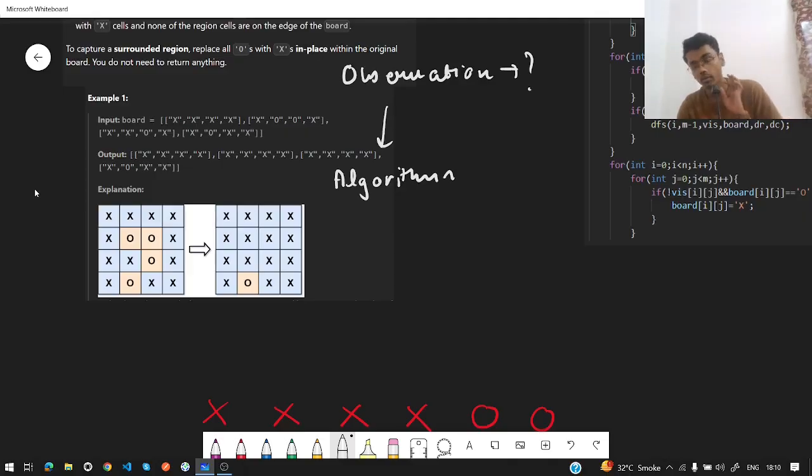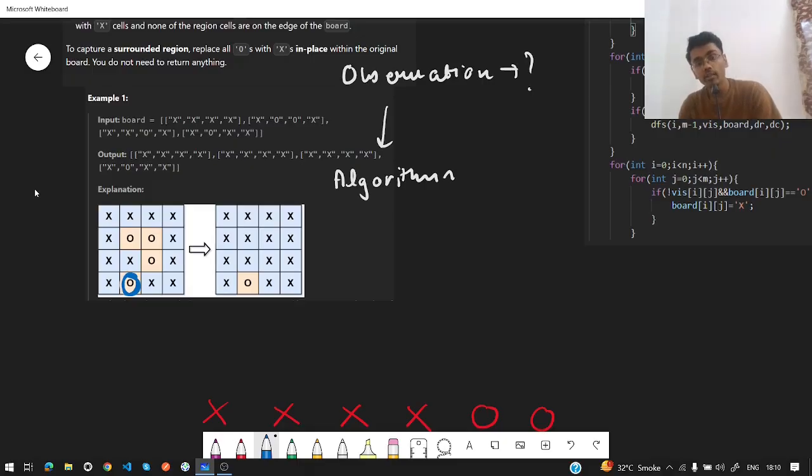What is that particular observation? That one particular observation is that all the zeros that are on the edge of the board can never be converted to x, because there will be one direction by which they are not surrounded by x. What does that mean? Now that particular zero can obviously not be converted to x.